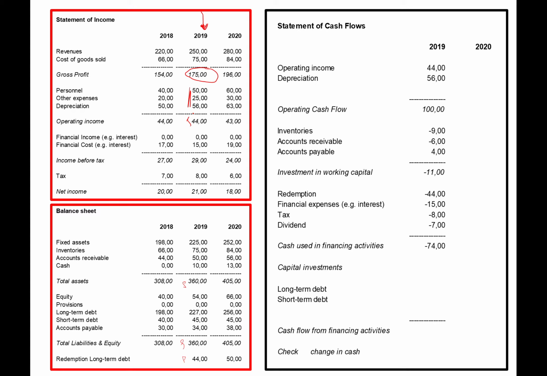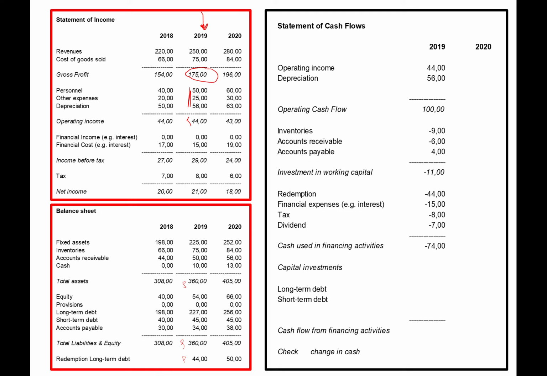If you would not invest in fixed assets, then the book value of the fixed assets would be 198 minus 56. But that outcome is not presented here in the balance sheet. The outcome would have been 142 if you would not have invested. But we have invested. The total value is 225.